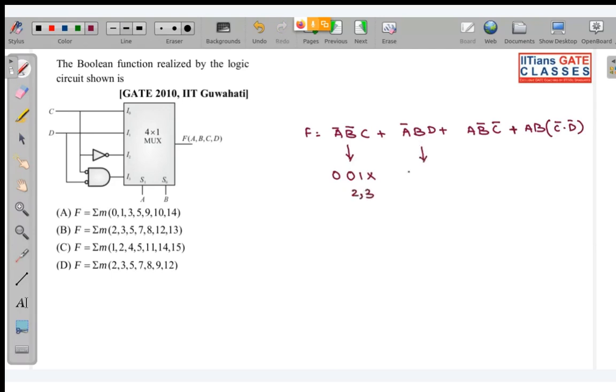This corresponds to 0 1 cross 1, so either this corresponds to 5, this corresponds to 7. This will be 1 0 0 cross, so either this will be 8 or this will be 9, and this is fixed. This is 12. So 2 3 5 7 8 9 12. Option D is your correct answer. So Chandana has got option D. So others, why are we not getting?